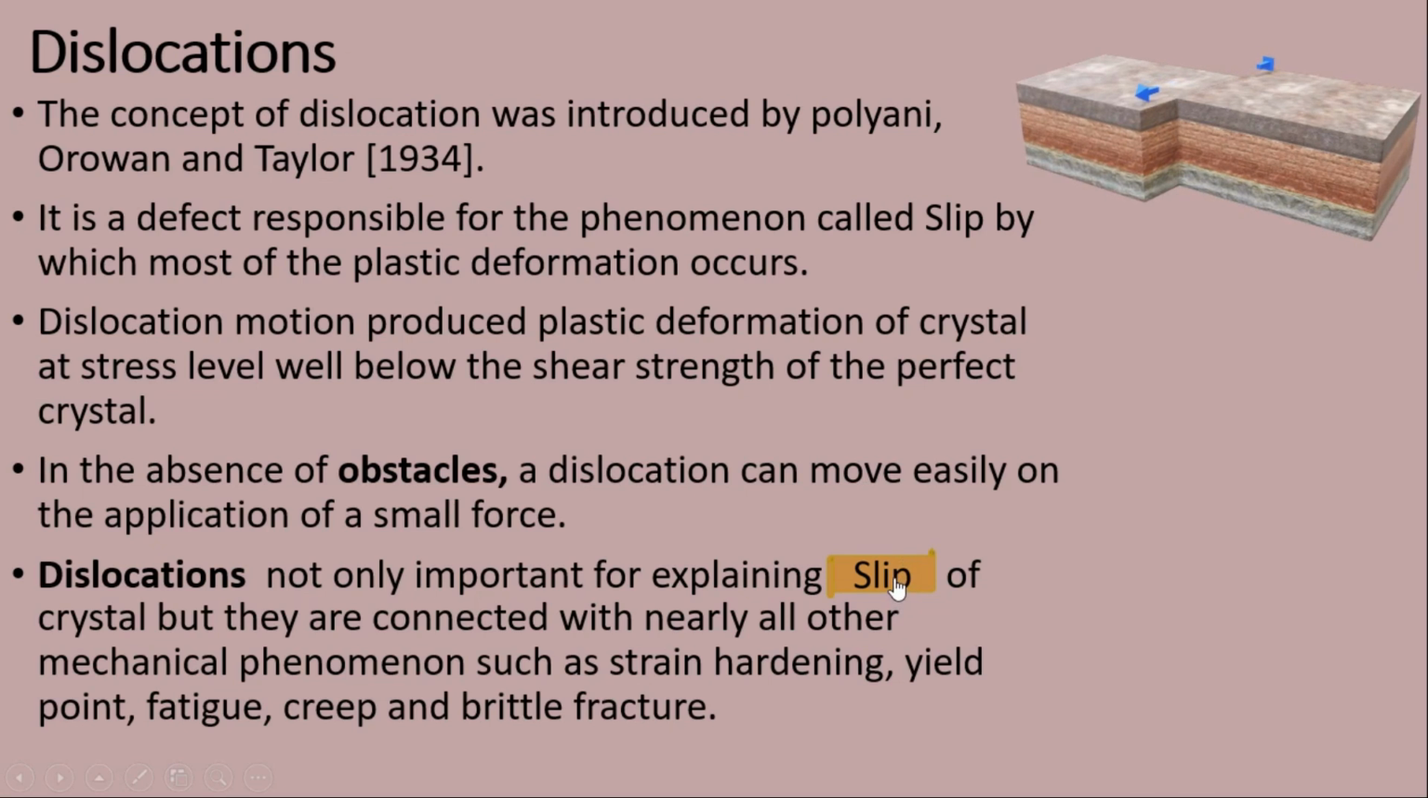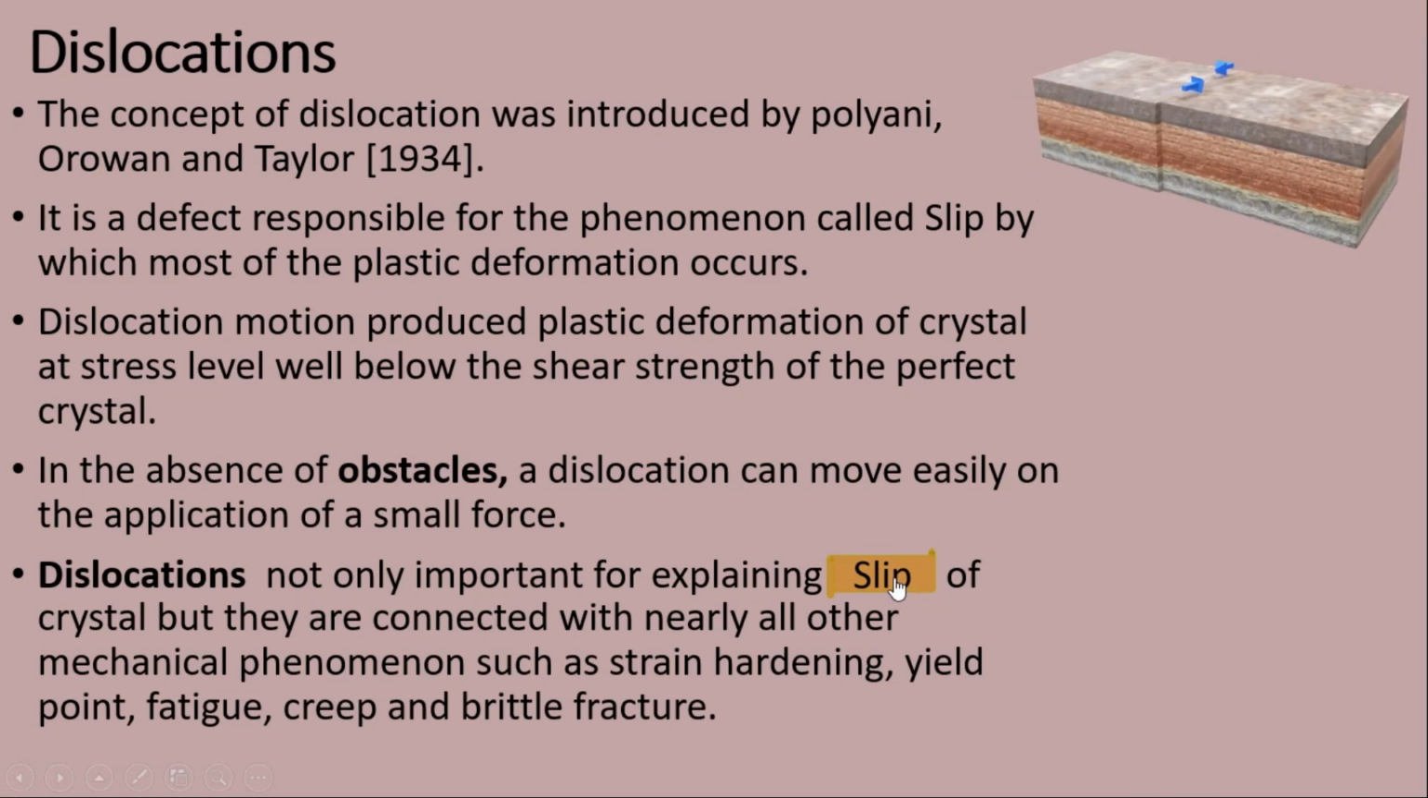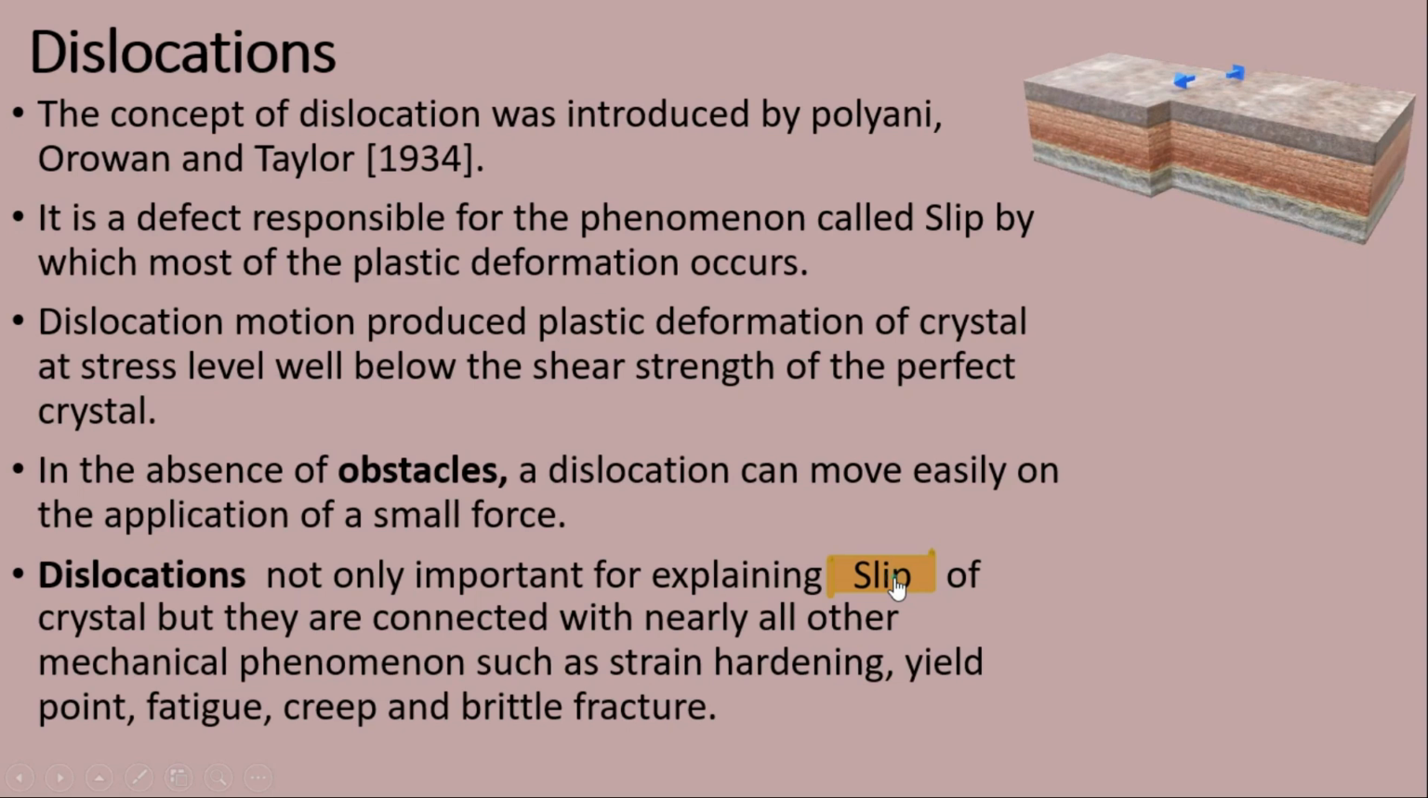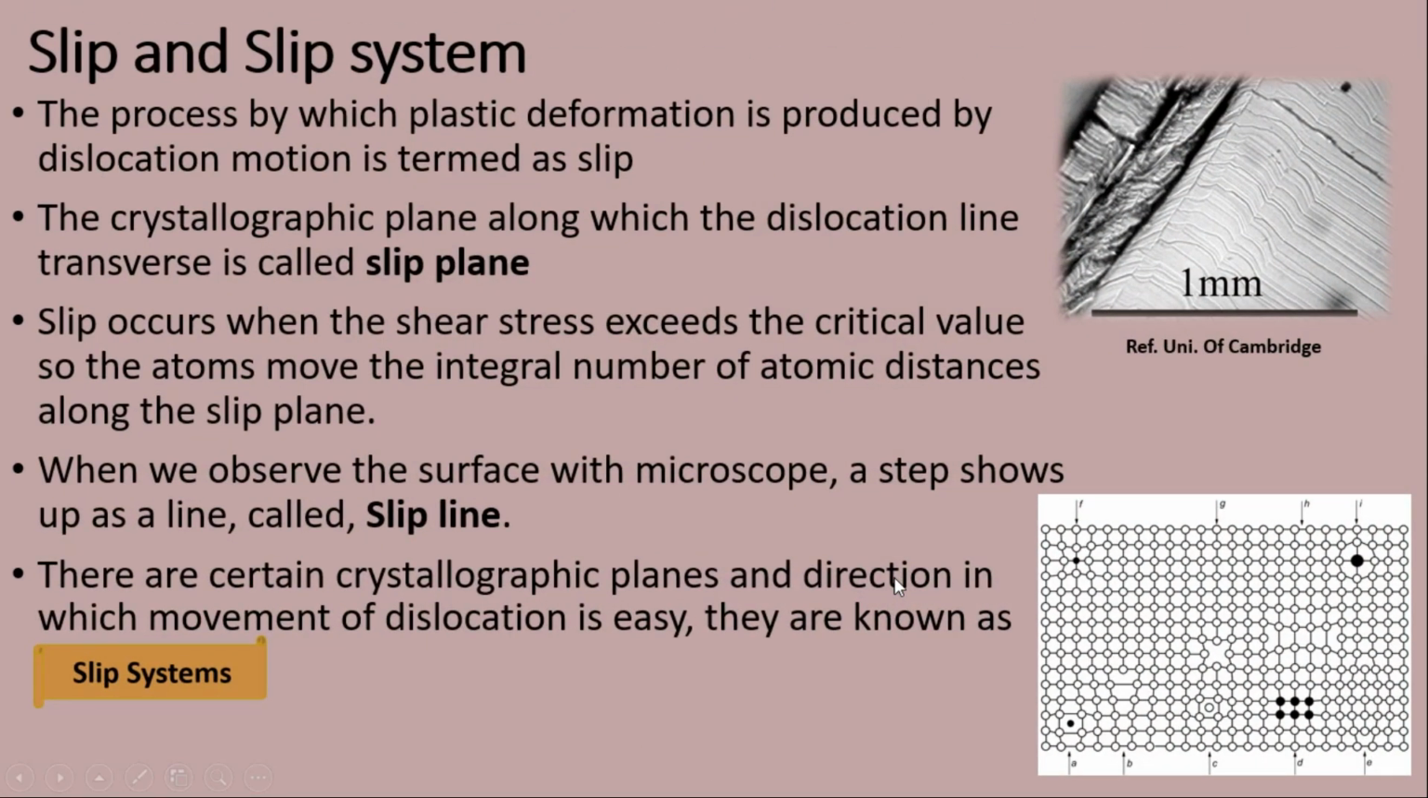So if we move on, what slip actually is, what the dislocation motion actually is. The process by which plastic deformation is produced by dislocation motion is termed slip. So that process in which a material is deformed just because of the motion of that dislocation, that defect, is called slip. The crystallographic plane along which the dislocation line travels is called a slip plane. You will see what it is.